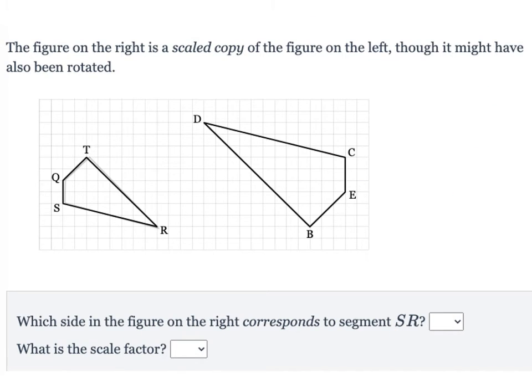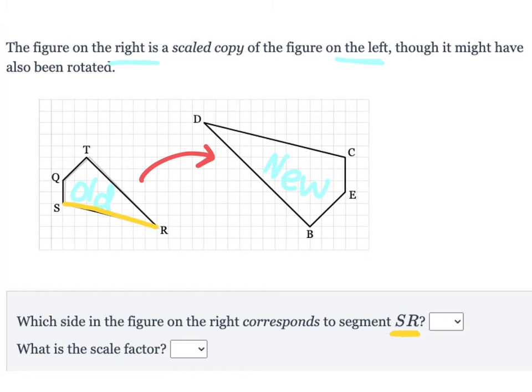Okay, another question. It says the scale copy, the one on the right, is a copy of the figure on the left. That means the one on the left here, this one is the old, that's the original one, and this one is the new. So now you can see this one enlarged and got bigger. Let's take a look and see what the question's asking. Which side of the figure on the right corresponds to SR? Okay, so S to R is here to here. And it kind of looks like this one got turned around.